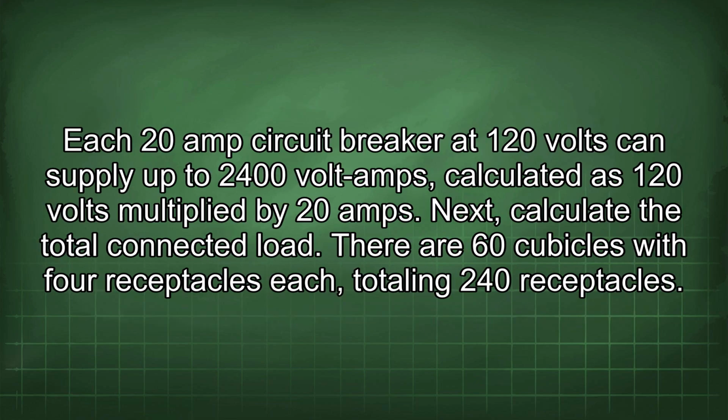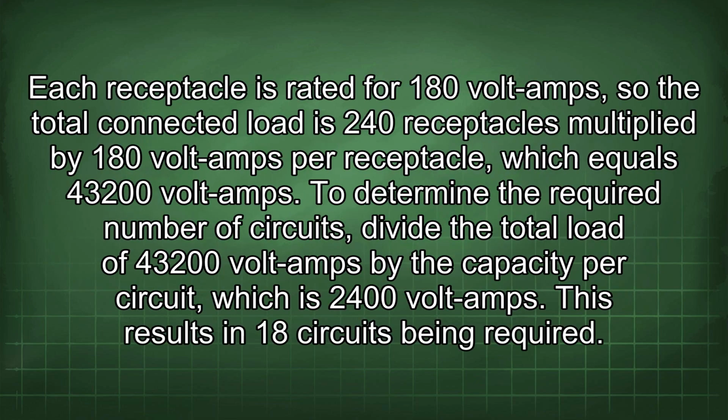Each 20-amp circuit breaker at 120 volts can supply up to 2400 volt-amps, calculated as 120 volts multiplied by 20 amps. Next, calculate the total connected load. There are 60 cubicles with 4 receptacles each, totaling 240 receptacles. Each receptacle is rated for 180 volt-amps, so the total connected load is 240 receptacles multiplied by 180 volt-amps per receptacle, which equals 43,200 volt-amps.